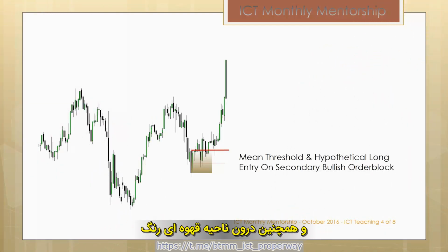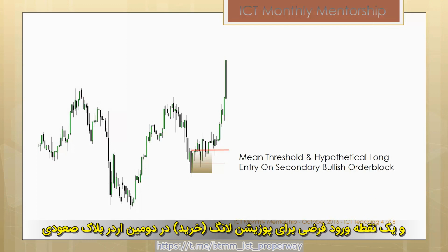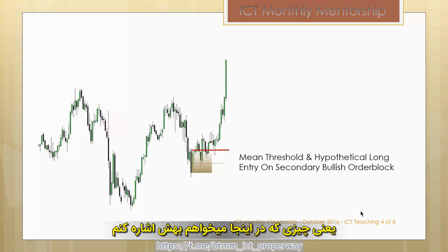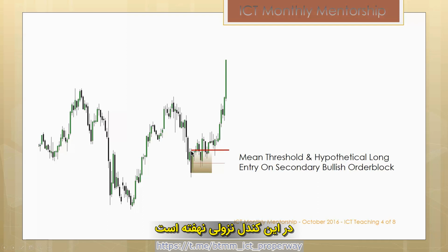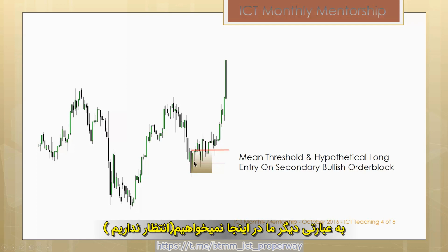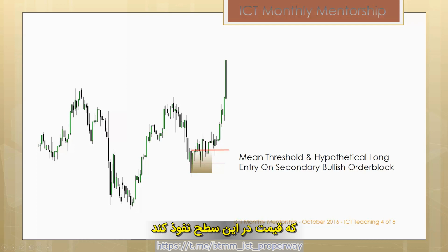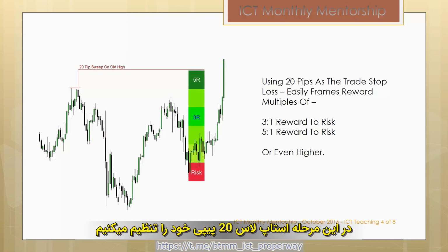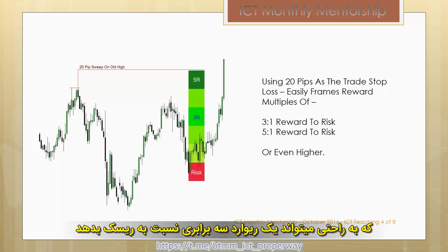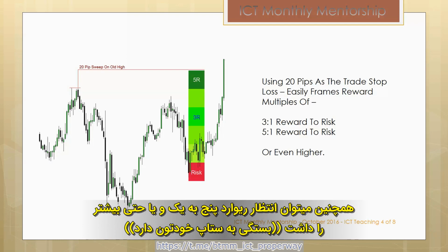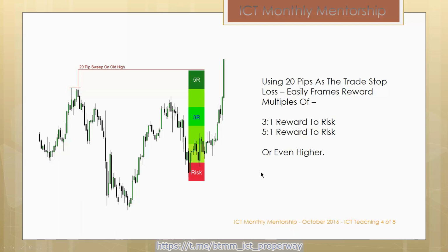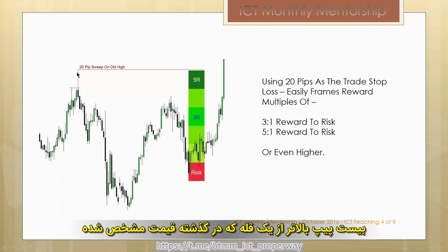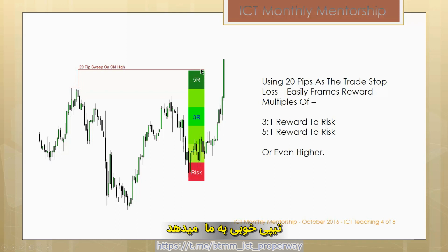Now, specifically inside of that retracement into the order block, there's a mean threshold and a hypothetical long entry on the secondary bullish order block. What I'm going to refer to is this down candle here. The middle of that candle, we're going to be using as a mean threshold. In other words, we don't want to see that violated on a closing basis. Now, using 20 pips as the trade stop loss easily frames reward multiples of 3-to-1 reward to risk and 5-to-1 reward to risk, or even higher. Noting an old high, 20 pips above it gives us a nice objective above where price would be retrading to.